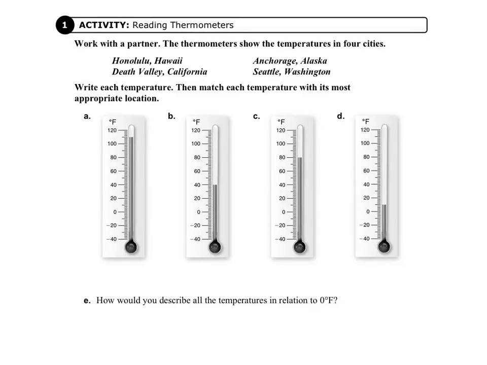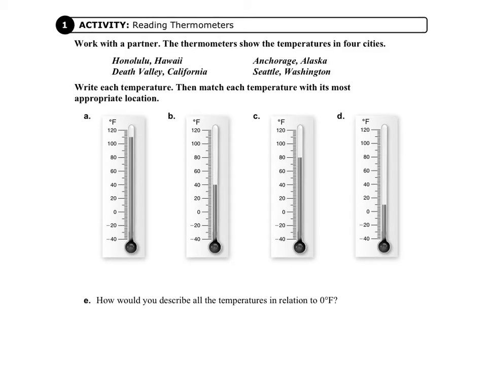Today we're going to be working on page 127 in your record and practice journal. Activity 1, we're going to be reading thermometers. The thermometers show the temperatures in 4 cities. Those cities are Honolulu, Hawaii, Death Valley, California, Anchorage, Alaska, and Seattle, Washington. Our job is to write each temperature, then match each temperature with its most appropriate location.